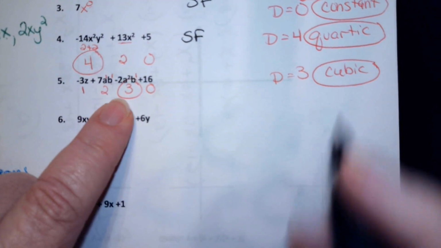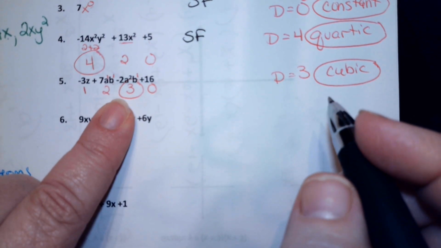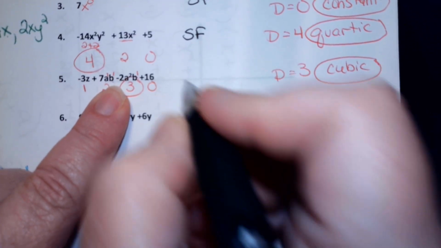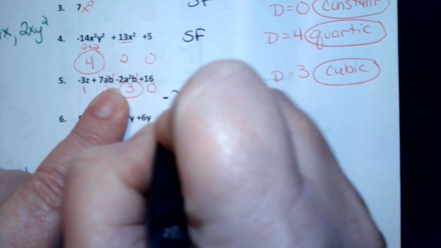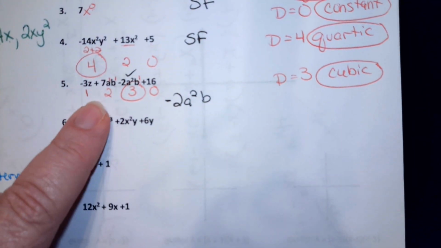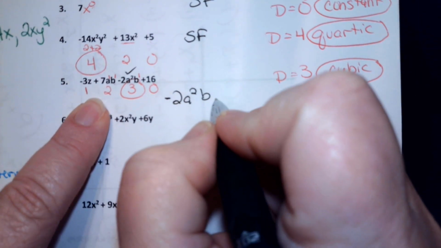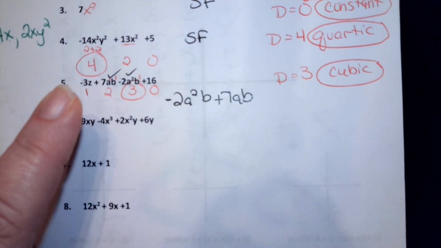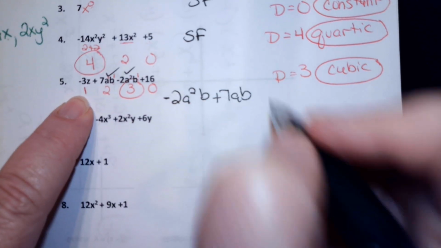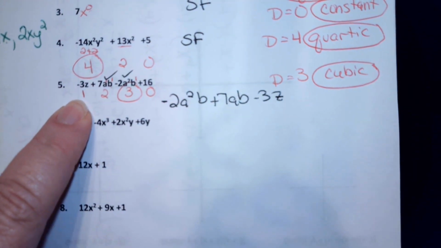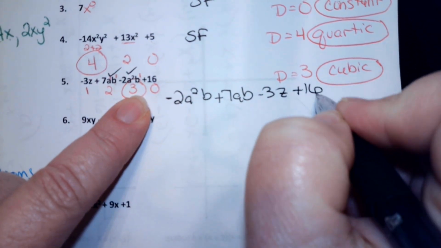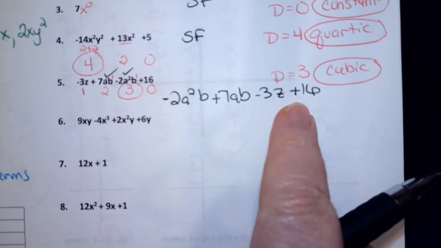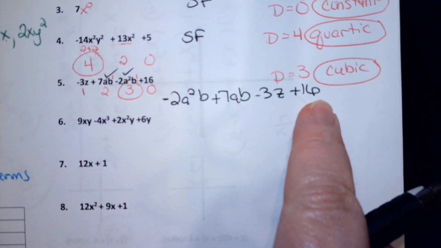Starting with our biggest degree of 3, which came from negative 2a squared b, we would write negative 2a squared b. Our next biggest degree is the positive 7ab, so plus 7ab. Our next one has a degree of 1, so minus 3z. And then our constant, plus 16. So this is now in standard form, from the largest degree to the smallest degree.